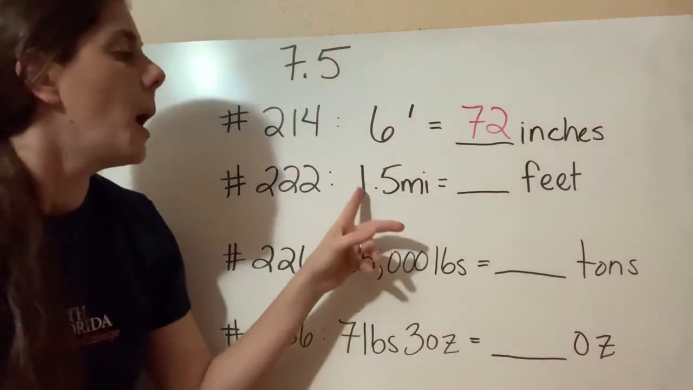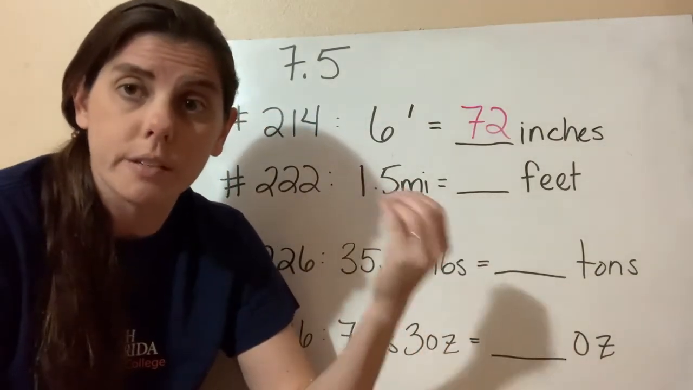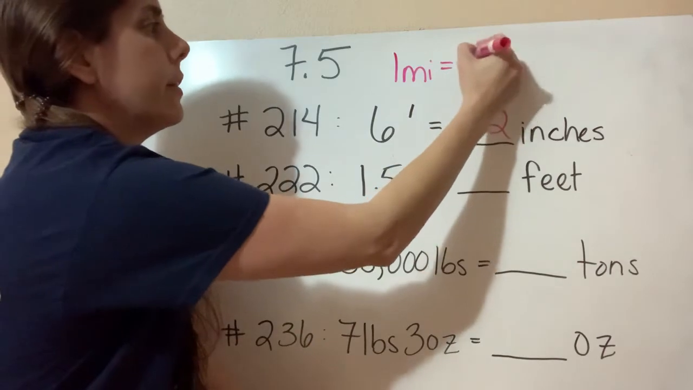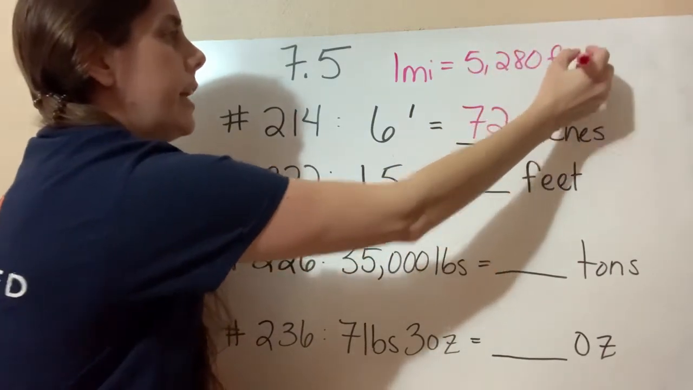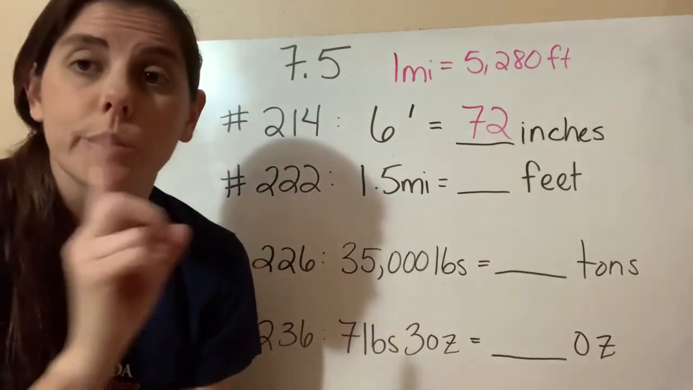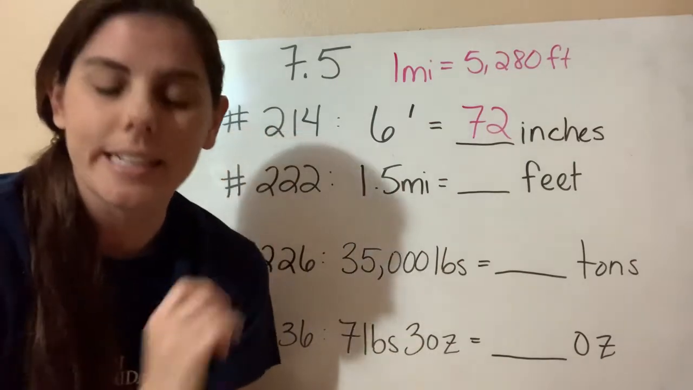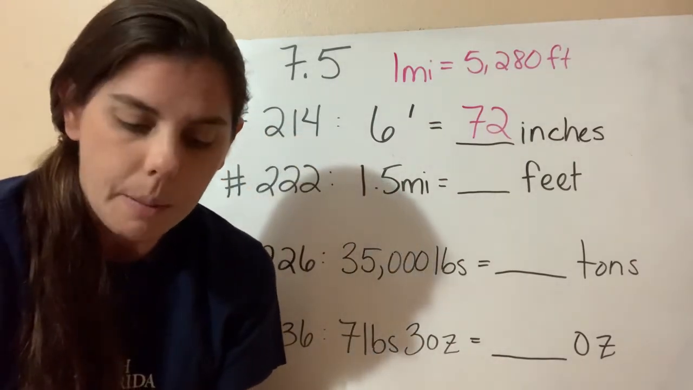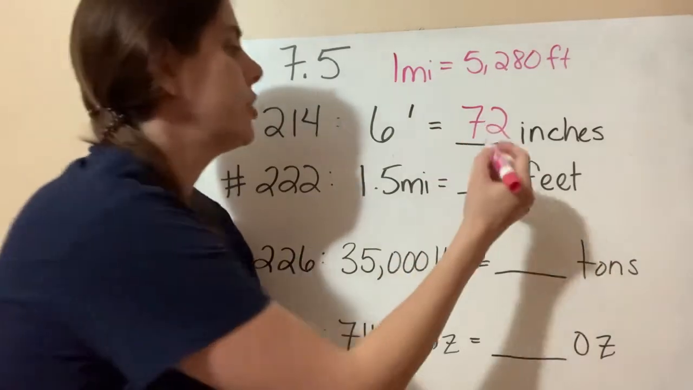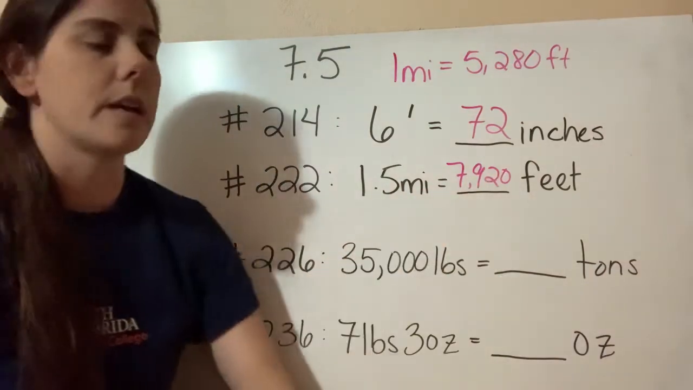Our next one is 1.5 miles. How many feet? Again, we need to think back to our unit conversion. So what's the unit rate? Well, for 1 mile, there are 5,280 feet. So if 1 mile equals 5,280 feet, what are we going to do with the 1.5 miles? We're going to take that 1.5 and multiply it by 5,280. I'm doing that on my calculator, and we have 7,920. So 1.5 miles equals 7,920 feet.